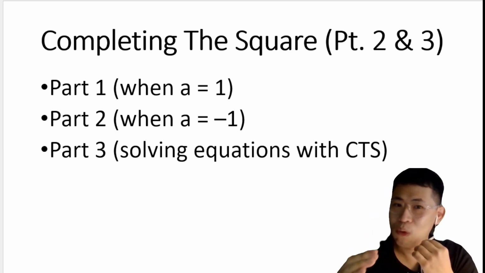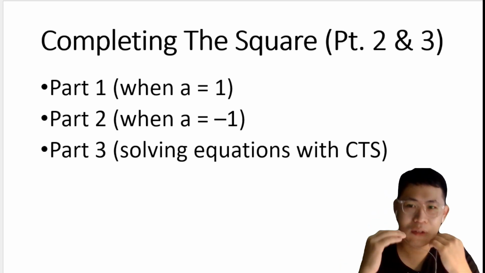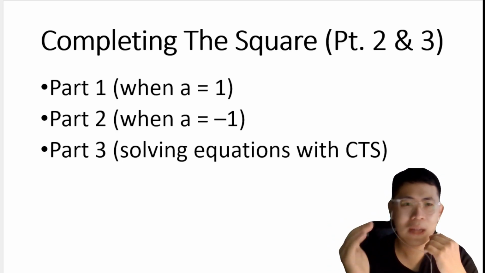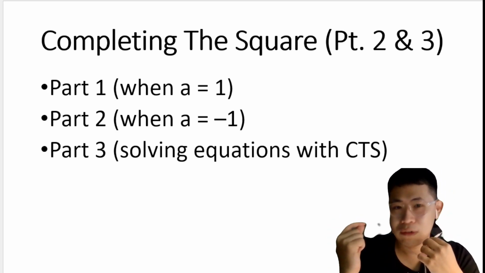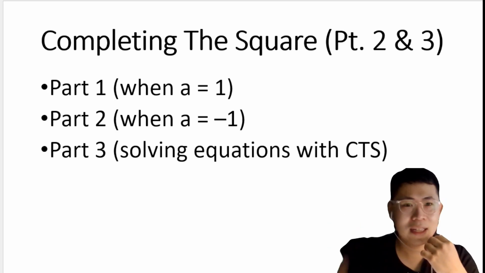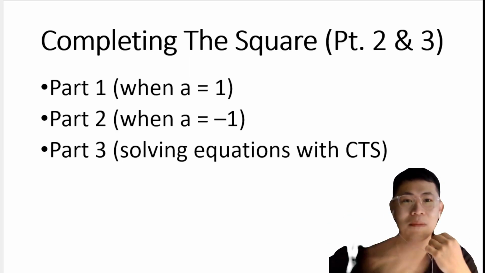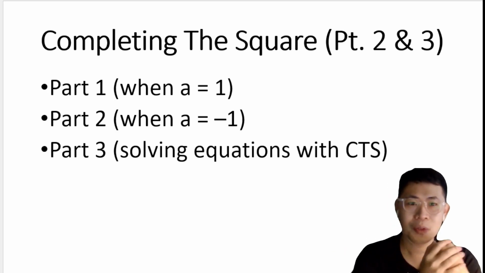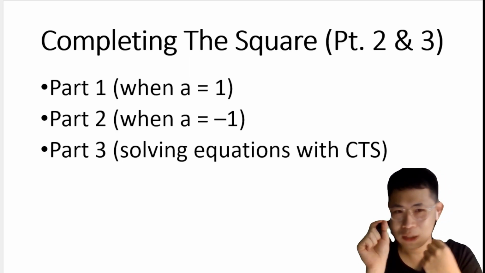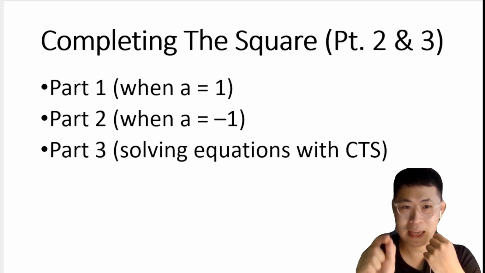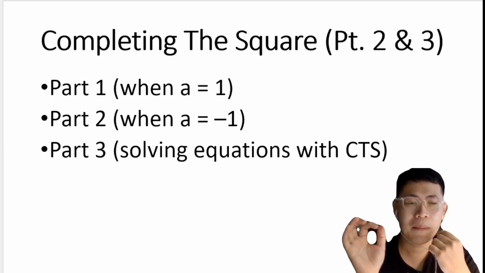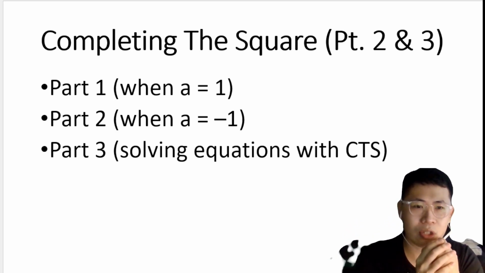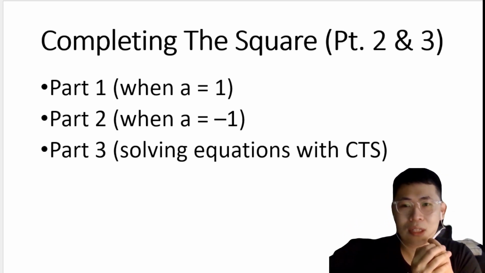If you really know part 2 and know what to do, you can just scroll to the part to check the answer, and jump straight to part 3. For those who need a refresher, or some other day you decide you want to revise, you can come back to part 2. It covers when the coefficient of x squared, the a, is equal to -1. So when there's a negative case, what do we do? And in part 3, we are going to solve equations with completing the square. This is the new one that we are going to cover today.